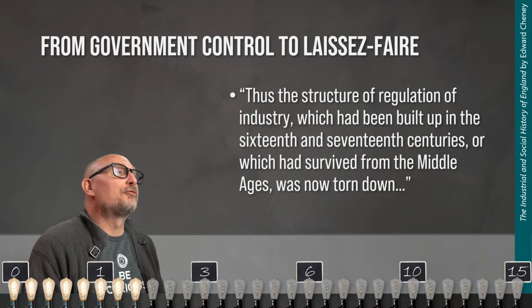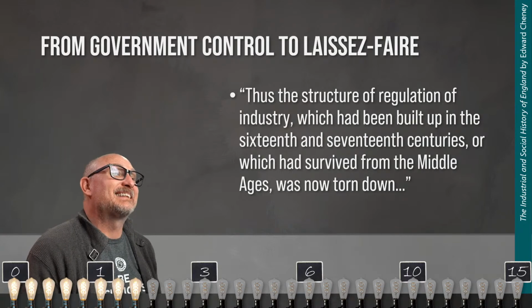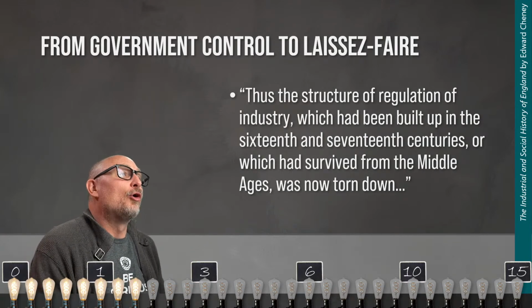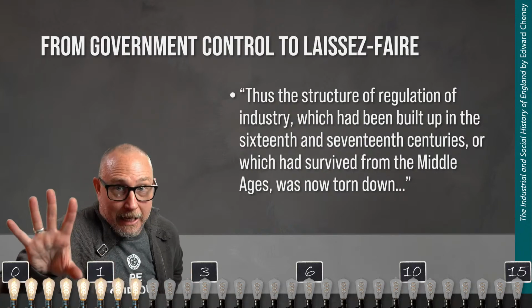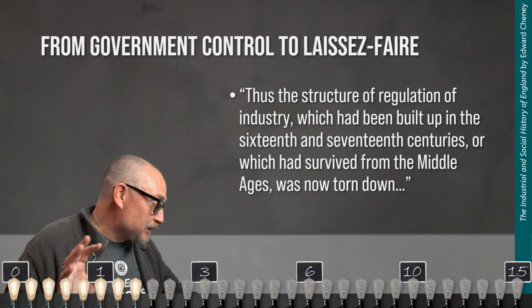Thus, the structure of regulation of industry, which had been built up in the 16th and 17th centuries, or which had survived the Middle Ages, was now torn down. Okay, let's talk about what this means.